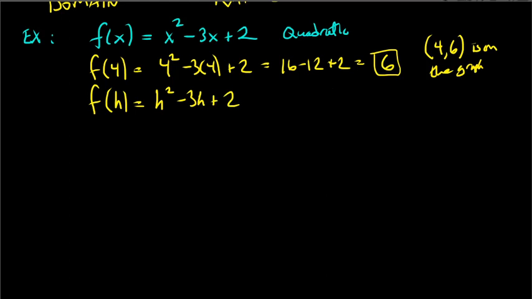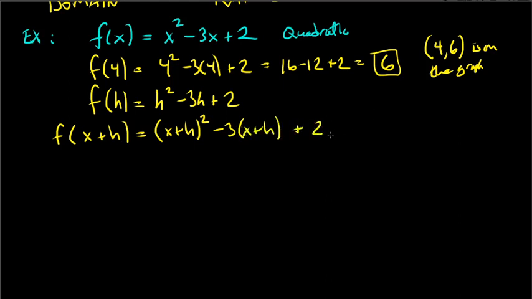Right? Or you can turn it into something more complicated, like x plus h. And to calculate that, you replace x with x plus h. Don't forget to square it. And then subtract 3 times x plus h. And then just add the 2. So you might want to expand all this out, right? So this is going to be x squared plus 2xh plus h squared minus 3x minus 3h plus 2.